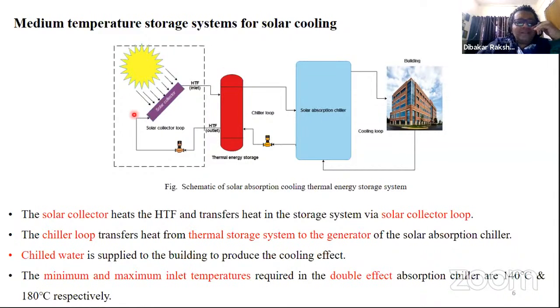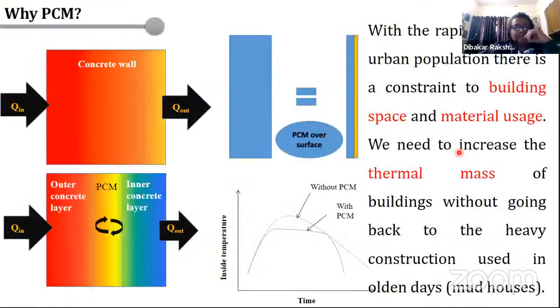Now, when we are receiving energy from the sun, if we can some way or the other store it in this thermal energy storage system, then this chilled water loop will be available irrespective of whether we are having sun or not. So that is the whole reason for which this medium temperature storage for solar cooling is quite important when we are trying to utilize the non-conventional type of cooling technology for cooling a control volume. Okay.